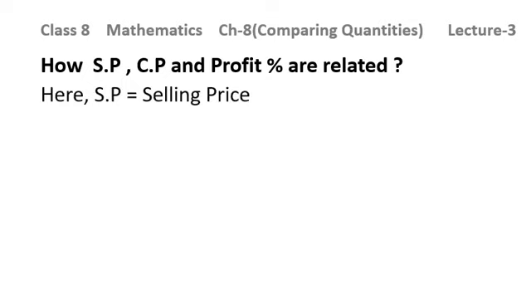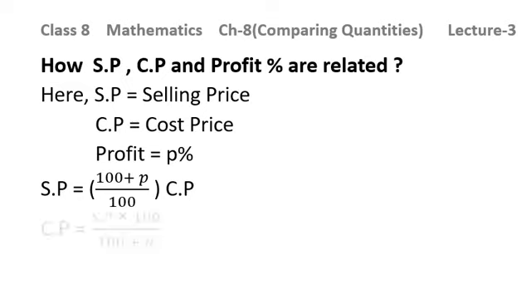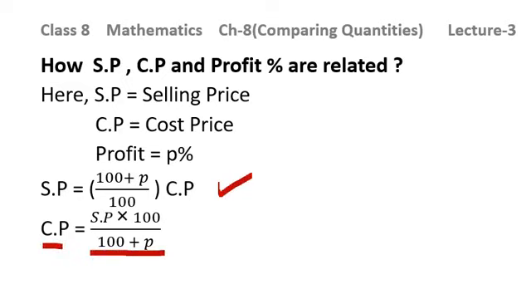Here SP is the selling price, CP is the cost price, and we are taking profit as P percent. Then SP will be given by (100 plus P) over 100 into CP. Here P is the profit percent. If I write this formula in terms of CP, then CP will be SP into 100 over (100 plus P).